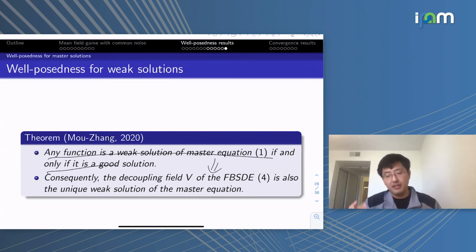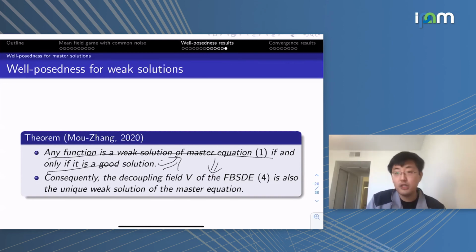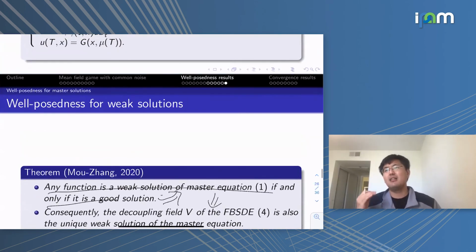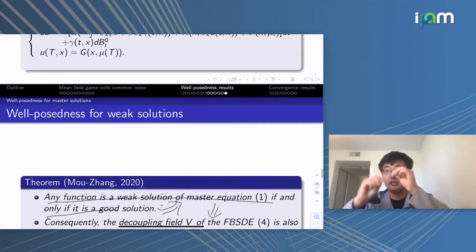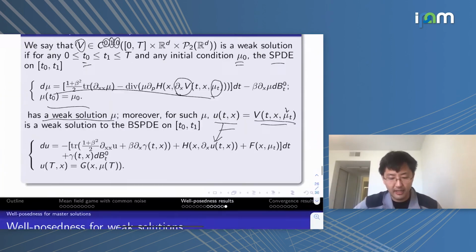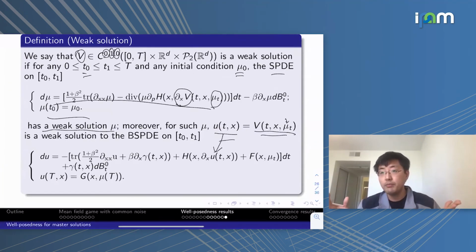And you might wonder whether this direction is easy. The good-to-weak direction is easy to show, because you might think that this only involves, so you see our good solution only has a derivative in X. We don't have any derivative in mu. And here, there are no derivatives in mu. You might think this is easy, but I want to say that this is not easy in the following sense.